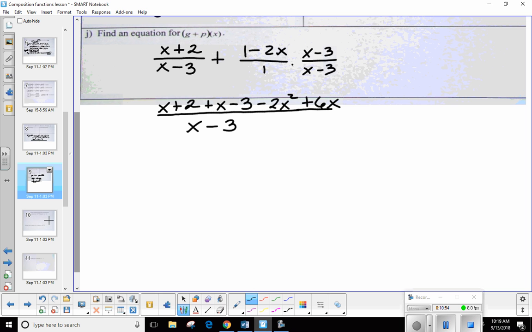So the negative 2x squared is not going to combine with anything else, but how many x's do I have? Okay, so 3 terms with x, so how many is that total? So 8 x's. Okay, and we have our constants, which is going to give me minus 1.